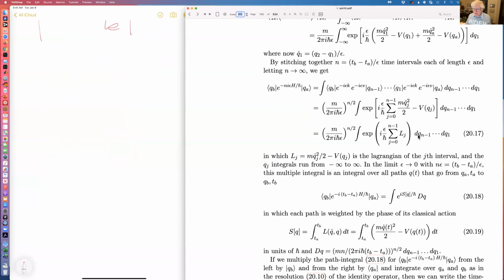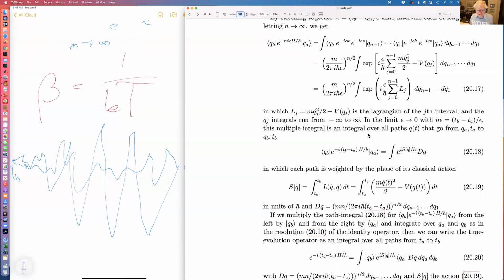So in other words, you're integrating over paths that might, let us say, start here at QA and might go down here and then up there and then down there and then up there and then down, until they finally get to QB. And so that's one trajectory, but then you also integrate over this one and so forth, and you integrate over all of them. And that's why it's called a path integral. It's an integral over all paths.